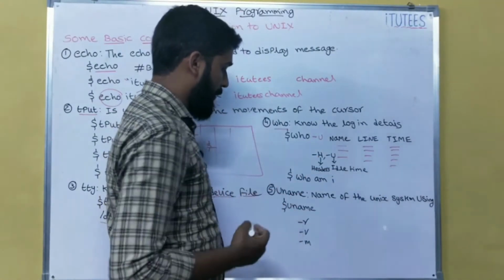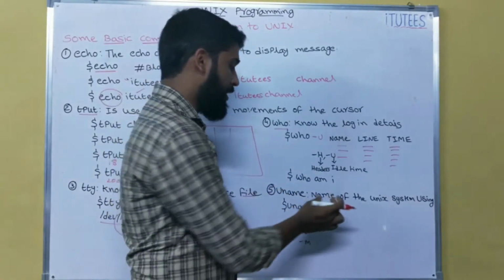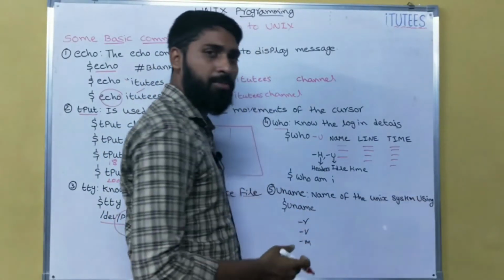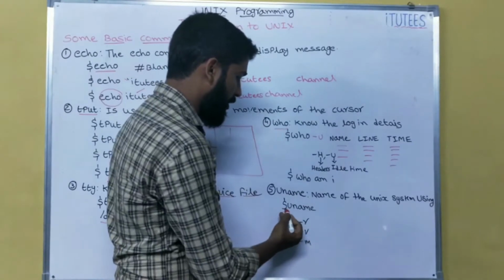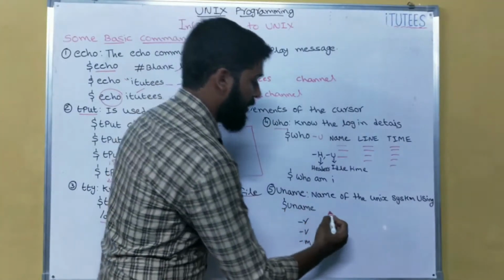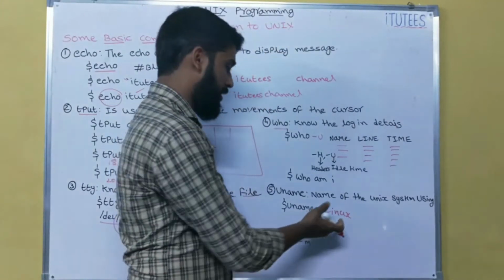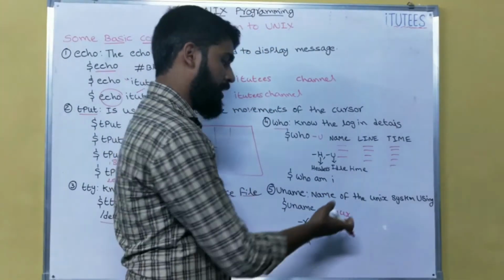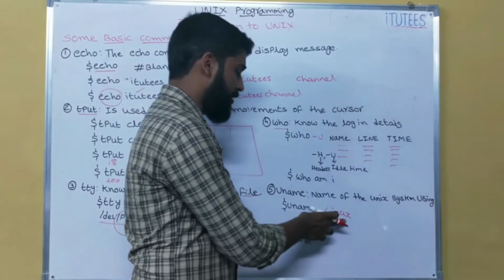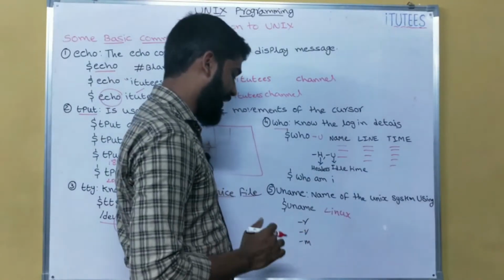Okay. So the uname command. What is the purpose of the uname command? It returns the name of the Unix system you are using. For example, I am giving uname, then it returns Linux. That means I am using Linux as my system. Now, what is the name of my Unix system? My Unix system name is Linux.